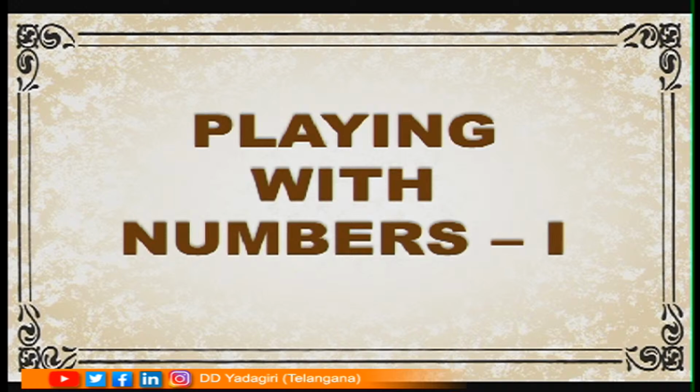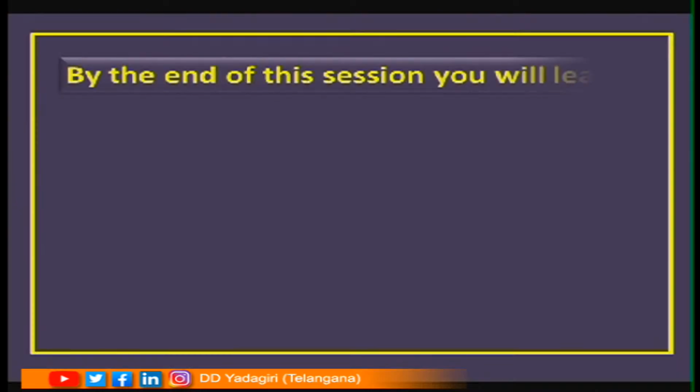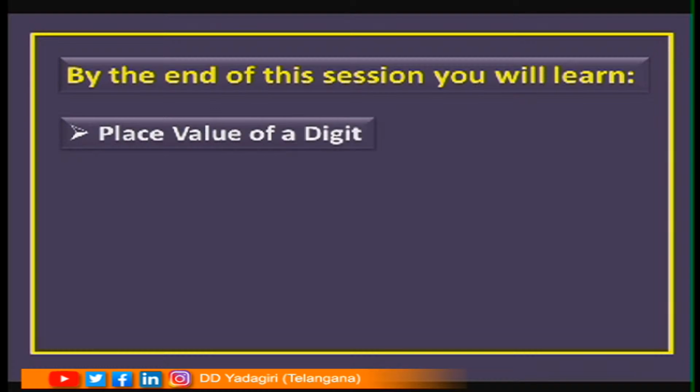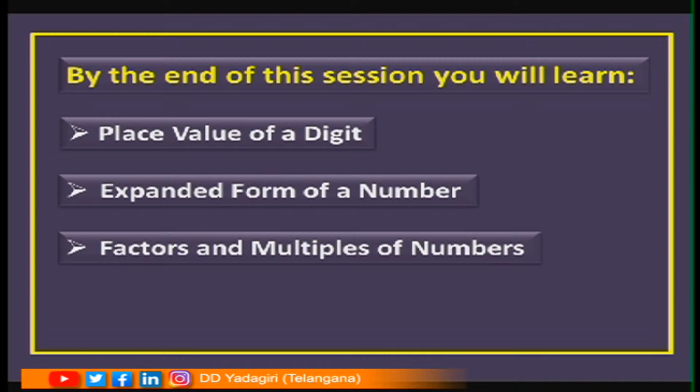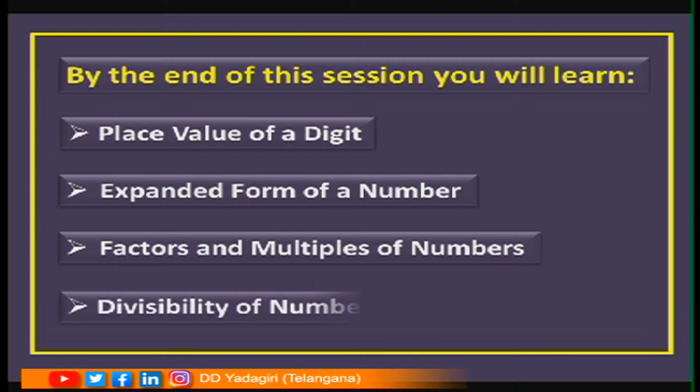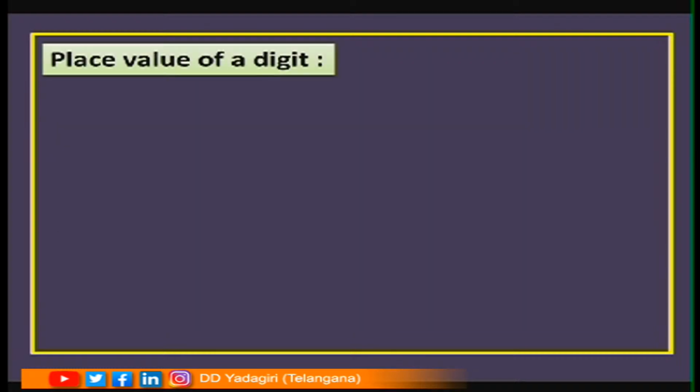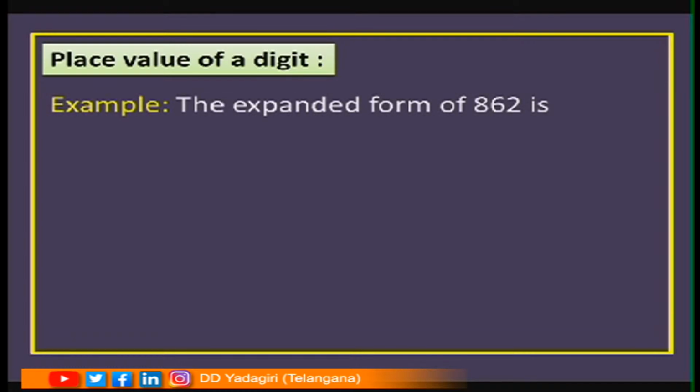So, today in our lesson, Playing with Numbers part 1, we are going to discuss more about these divisibility rules. By the end of this session, you will learn place value of a digit, expanded form of a number, factors and multiples of numbers, and finally, divisibility of numbers. Children, let us first see about place value of a digit. Let us consider an example: we are going to find the expanded form of 862.